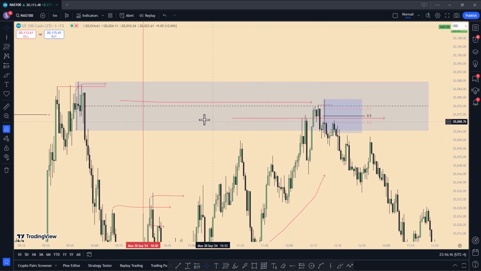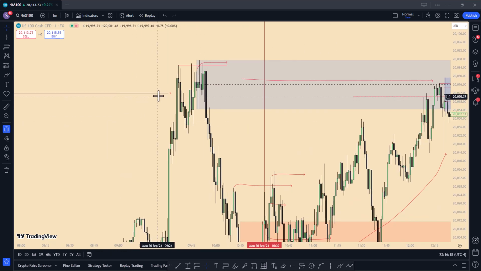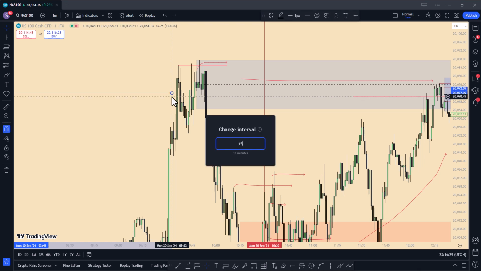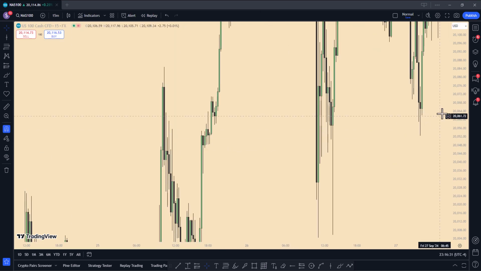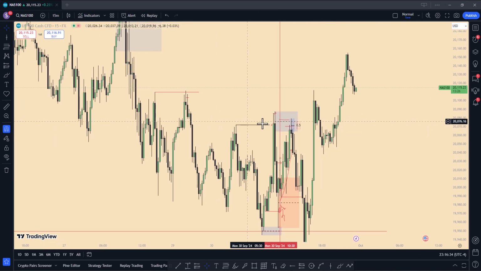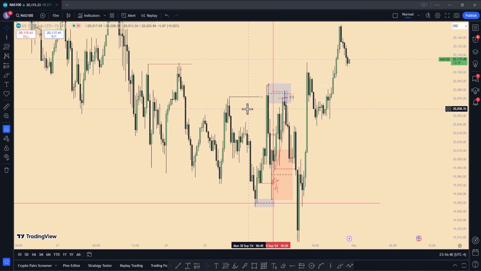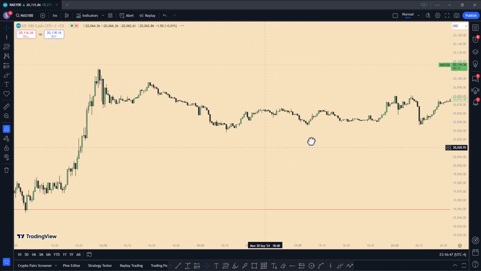Now, here what happened, we have that 30-minute sweep, 30-minute and 1 hour sweep. On the 15-minute, it was a break of structure, but it was like a shy break of structure. Let me show you, right? So here you go. For me, that was not convincing that the price or this zone is going to hold to push price to the upside. So let's go back to the 1 minute.